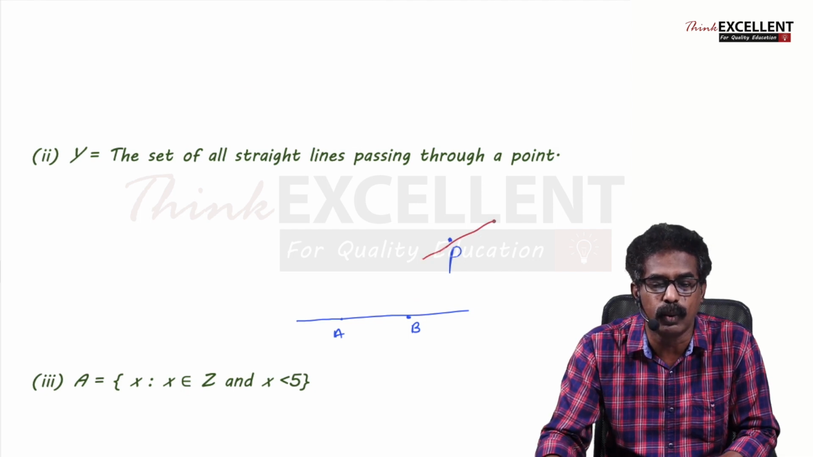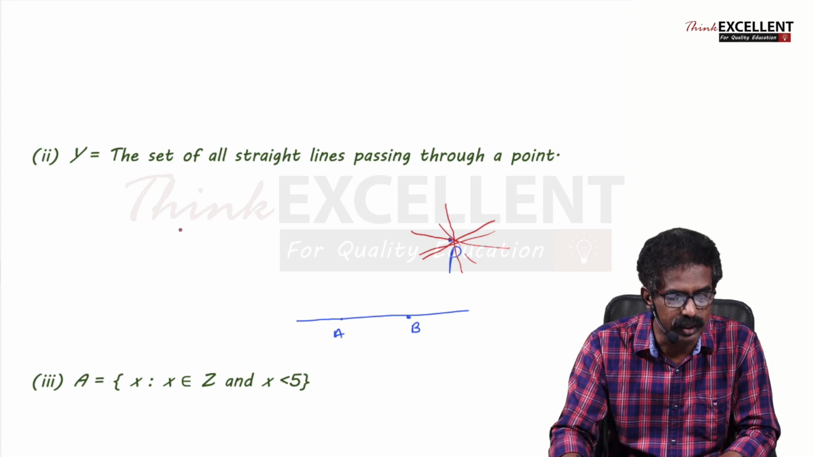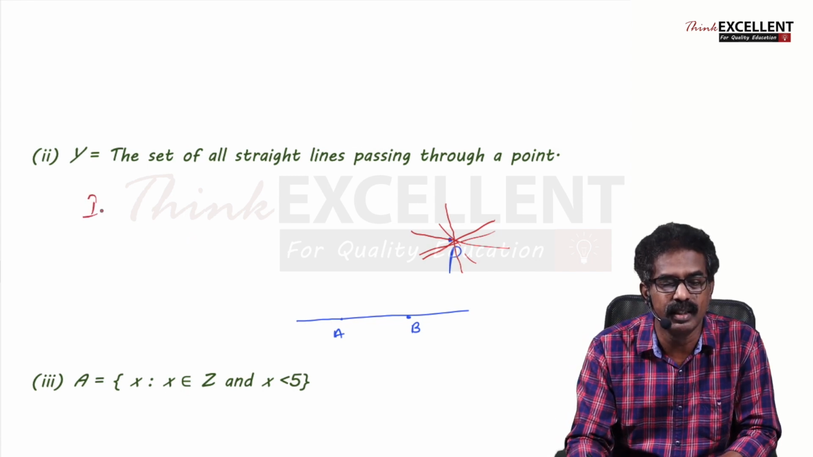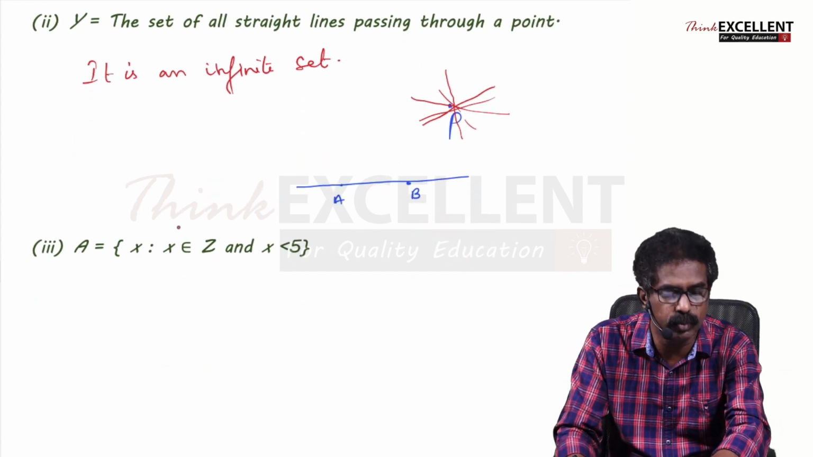You can draw one line like this, a line like this, a line like this. So how many lines can you draw? You can draw an infinite number of lines, right? So is this set finite or infinite? It is an infinite set. See the next one, the third one.